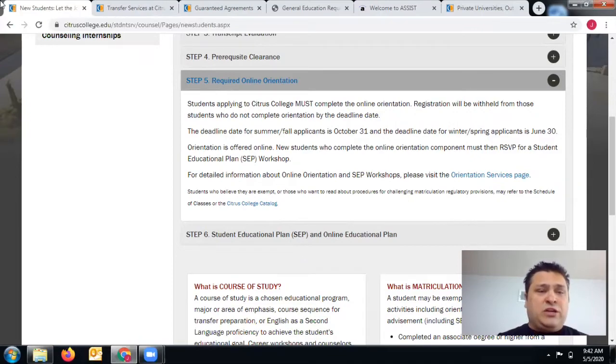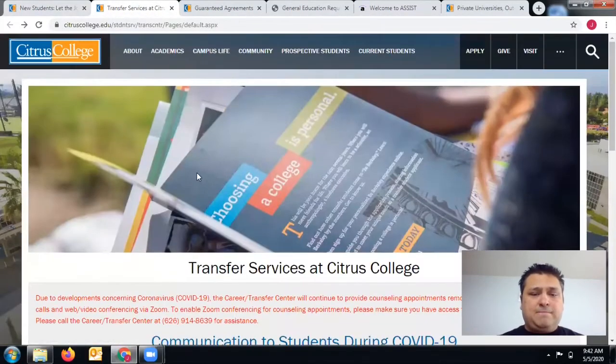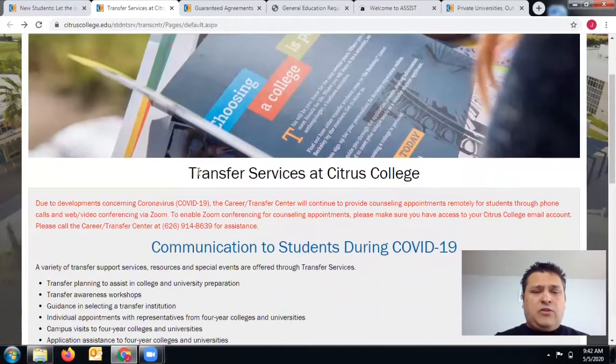The next thing I want to show you is the Transfer Center. So this is the Transfer Center website, okay? The transfer services at Citrus College and the other community colleges, their job is to set up agreements, basically clear documents that outline the courses you need to take to get into that next step in your educational process. We're going to talk about some of those services and some of those agreements and how you find that information and how you find a real solid plan for transferring.